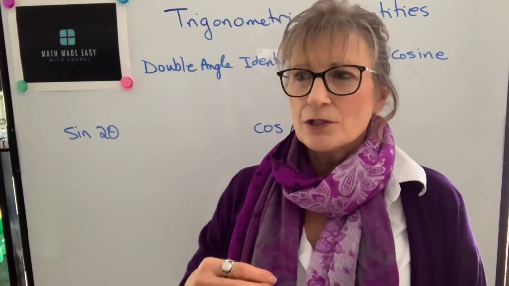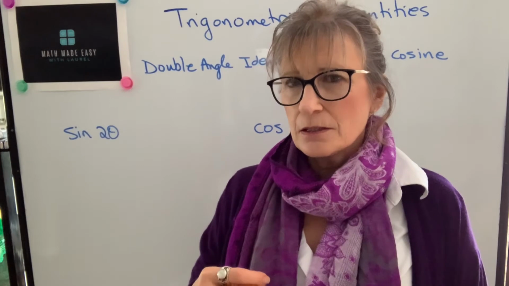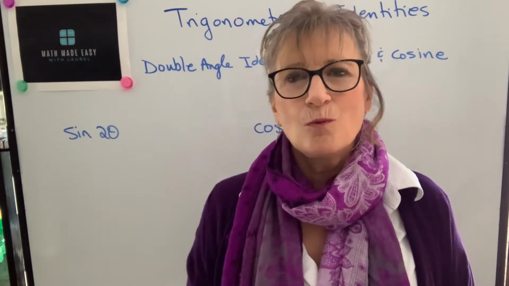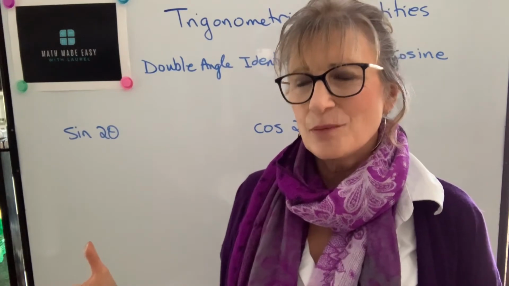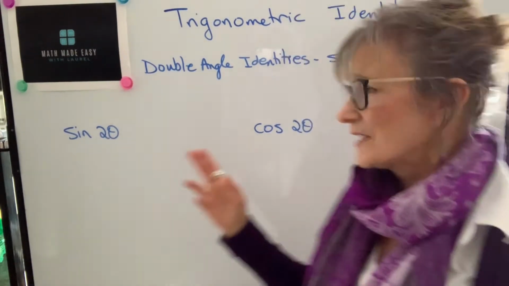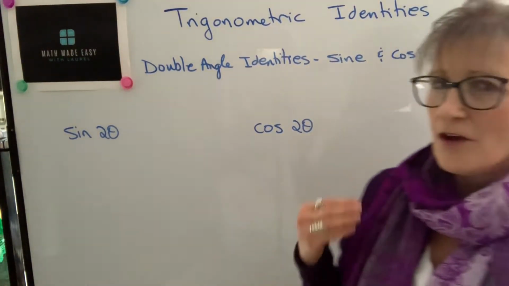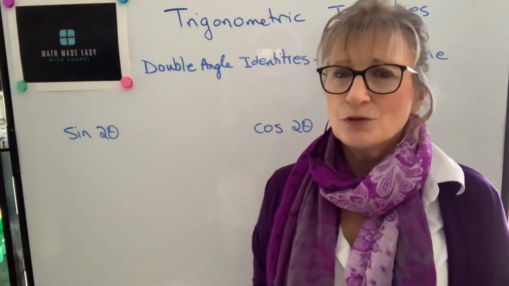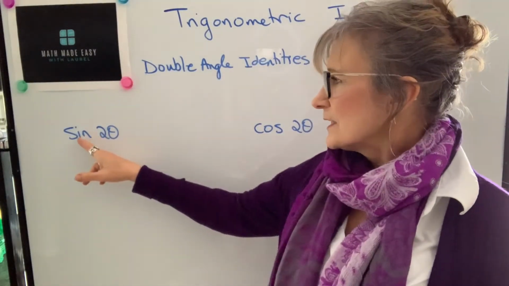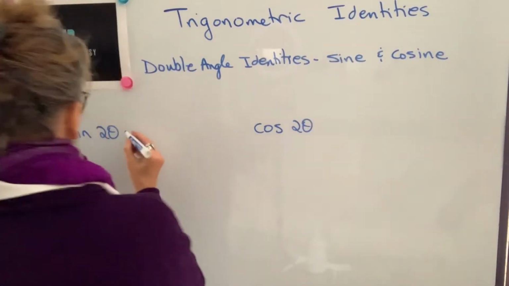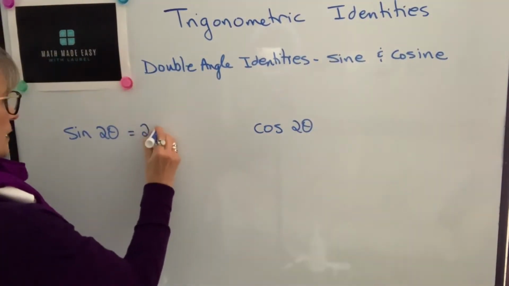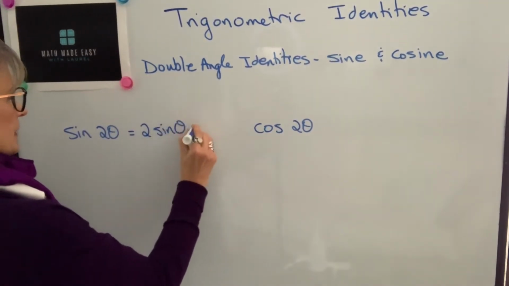But I really want to look at recognizing when this identity is applicable. The same thing with cos of 2 theta. Very important identities, very useful. So first of all, sine of 2 theta, it can be proven that that's actually equal to 2 times the sine of theta times cos of theta.